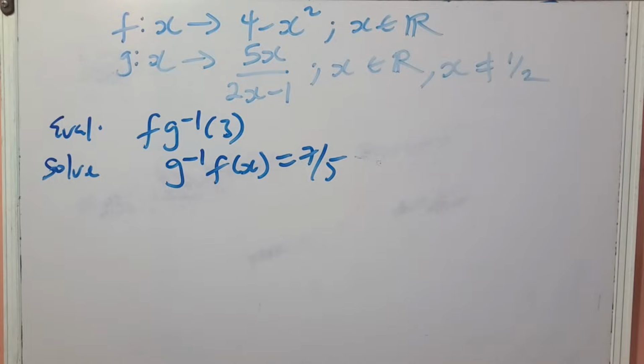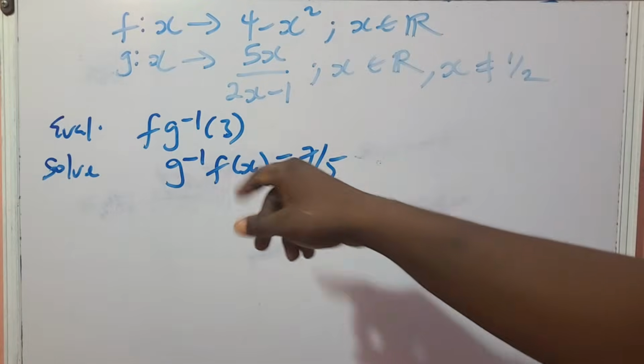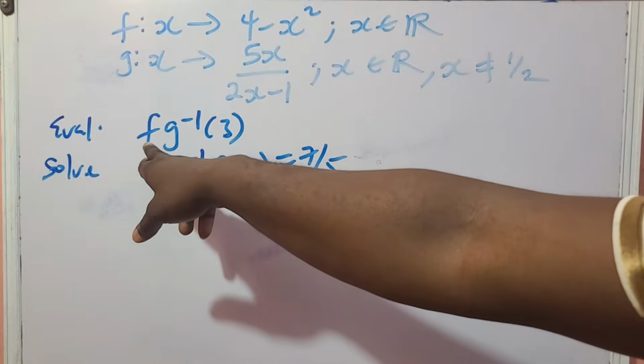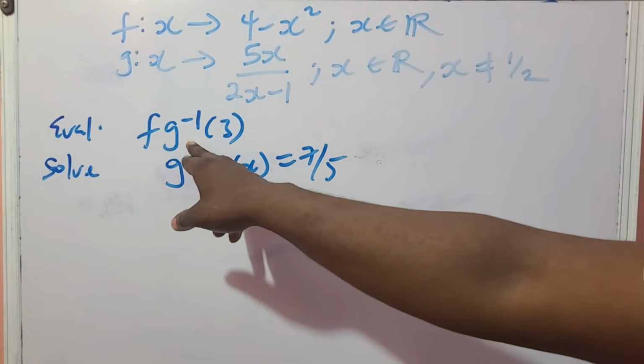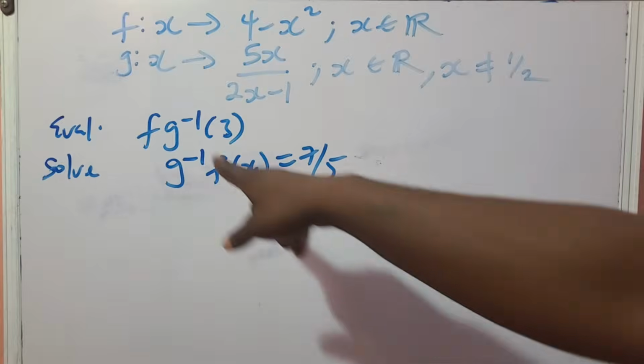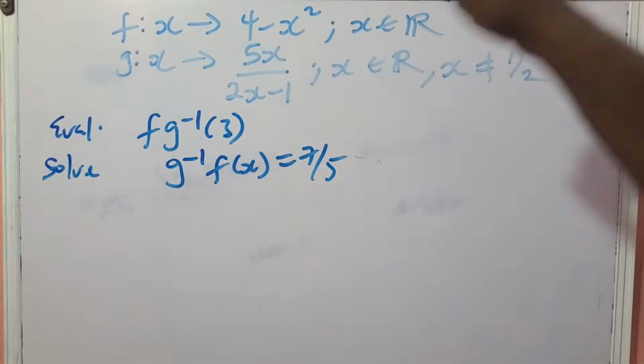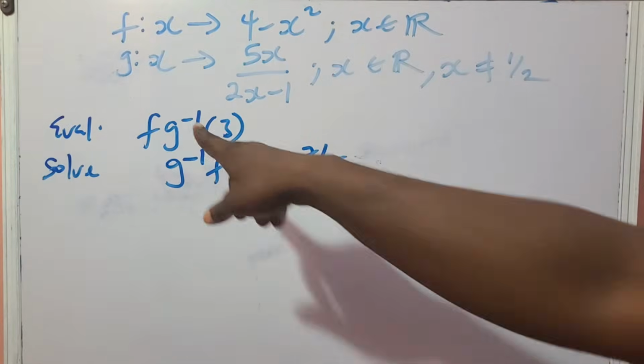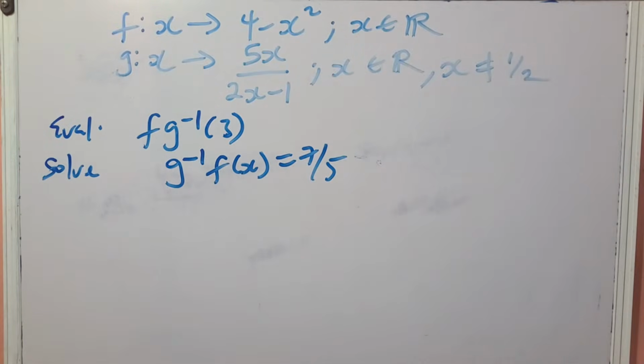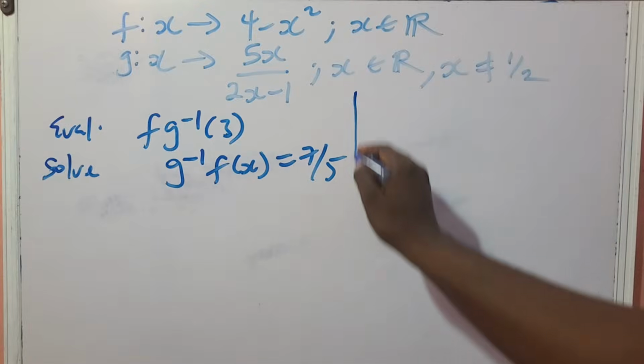The very first thing to do, looking at this question, is to find the composite function. Okay, I think I've seen somebody write the answer now. You are supposed to find a composite function between f and g inverse. When you see g inverse, you don't have any expression for it, so you have to go and find g inverse first. Finding g inverse is very simple. That means the inverse of your g function.